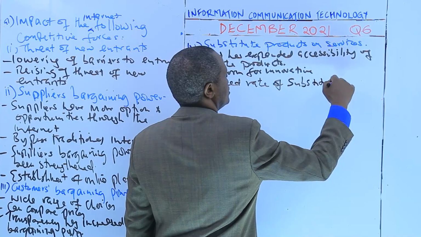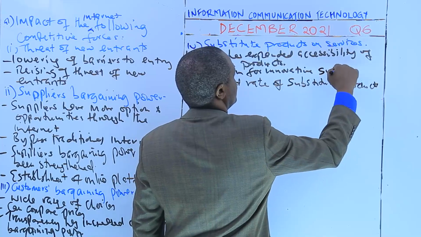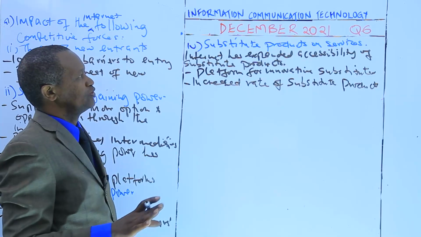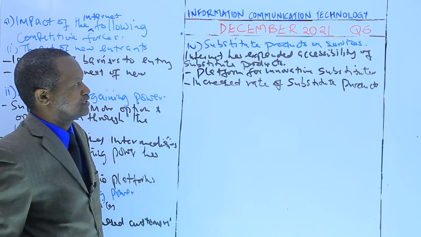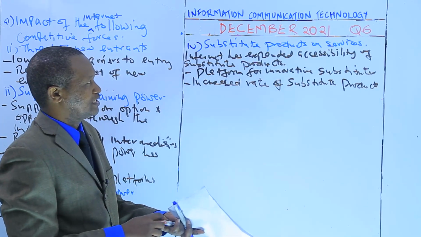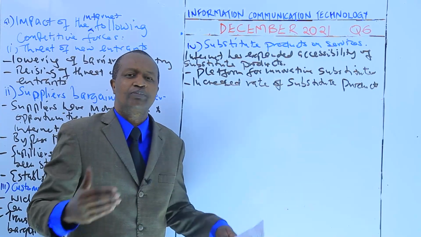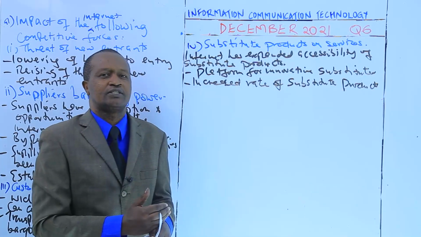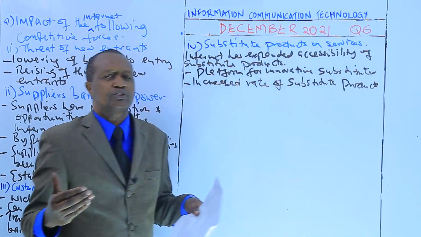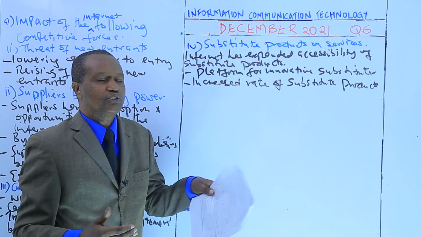Innovative substitutes. That's the impact of the internet on substitute products or services. There is increased rate of substitute products. When you are operating in an industry, there is always a threat of substitute products. That is a competitive force, substitute products. So the internet has provided a platform for innovative substitutes to emerge and challenge the existing products or the traditional products.